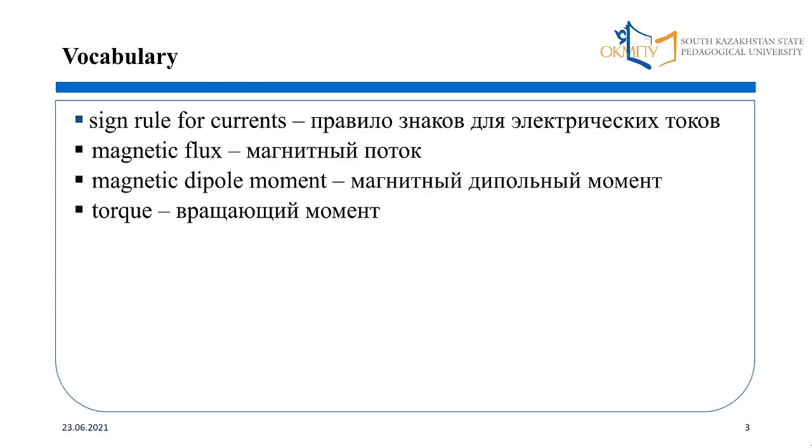And today we have the following vocabulary for our lecture. Sign rule for currents, правила знаков для электрических токов. Magnetic flux, магнитный поток. Magnetic dipole moment, магнитный дипольный момент. Torque, вращающий момент.